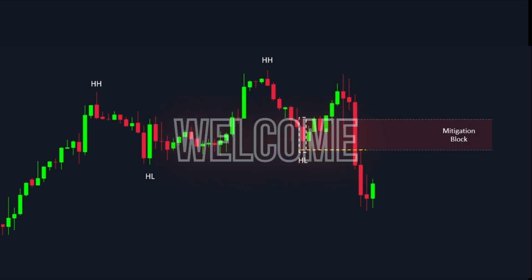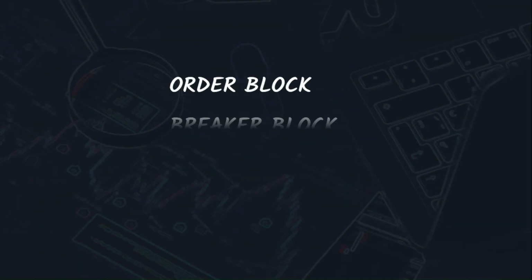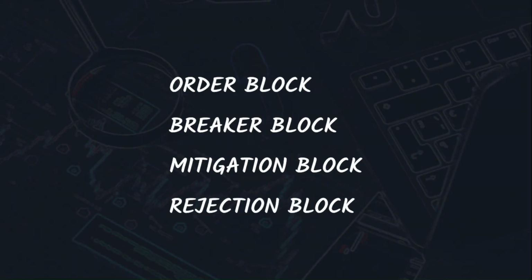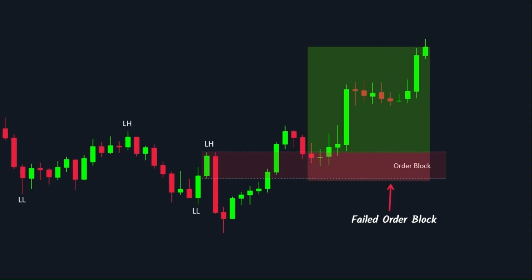Welcome back, traders. In today's video, we'll be covering 4 of the most powerful smart money concepts: order blocks, breaker blocks, mitigation blocks, and rejection blocks. Make sure you watch until the end, as we will explain how each concept works, what defines a valid block, and walk through real chart examples for clarity.